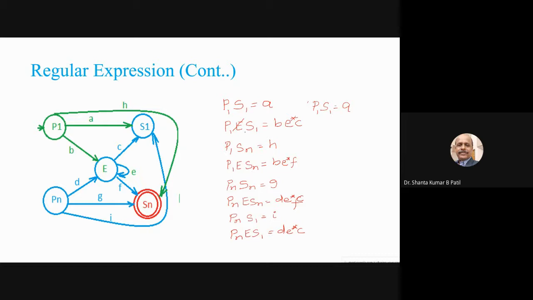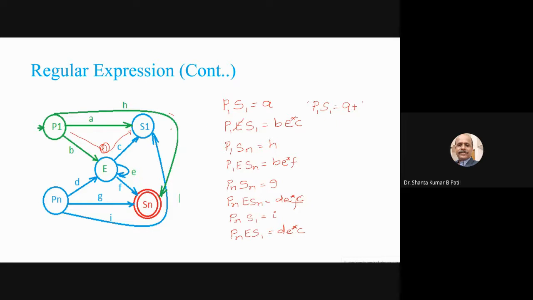So it is a P1 S1. So already in between P1 and S1 A is there. So one more path is created. That is P1, this is the P1. One more path is created. P1, so it is a E. So then C, P1 E C.